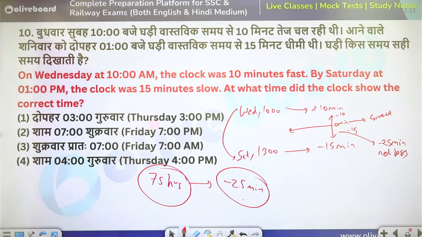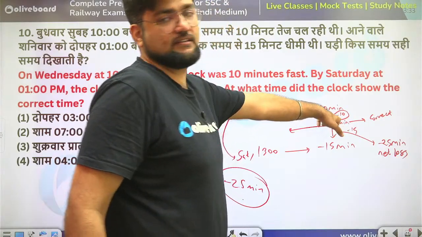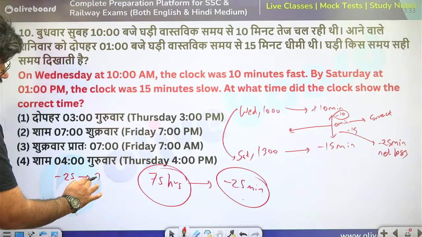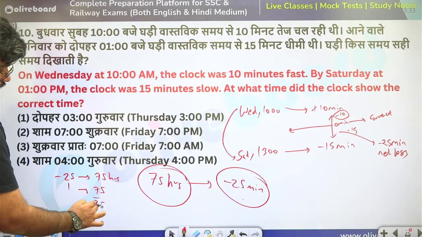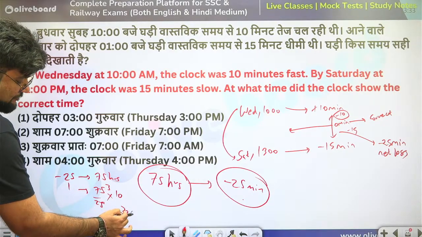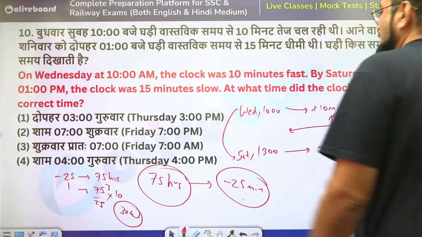Okay. When is the clock showing the correct time? How much time will it take to lose 10 minutes? That is what we need to find out. So for 25 minutes, it is taking 75 hours. For 1 minute, it will take 75 by 25 hours. For 10 minutes, how much will it take? So this is 30 hours. So 30 hours after Wednesday 10 a.m., your clock will show the correct time.